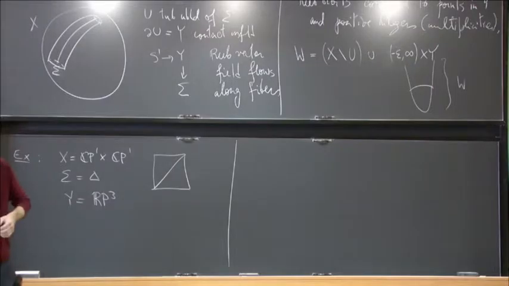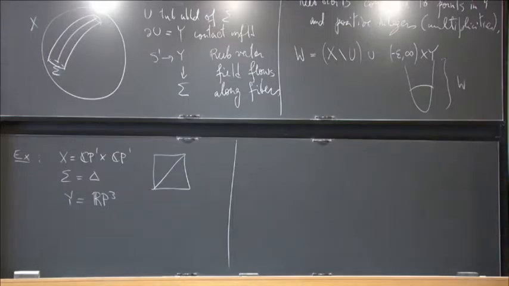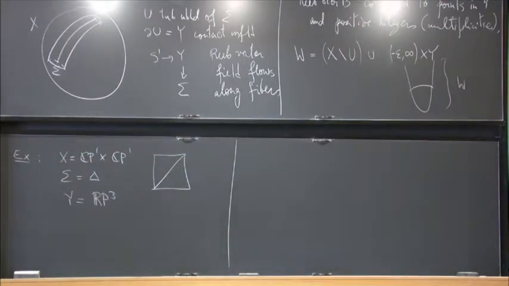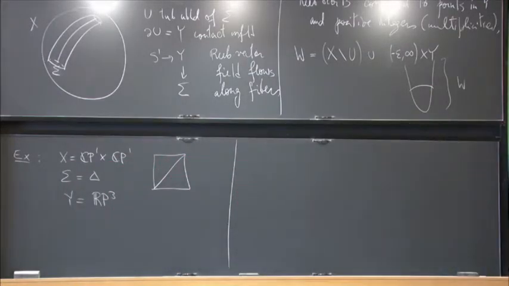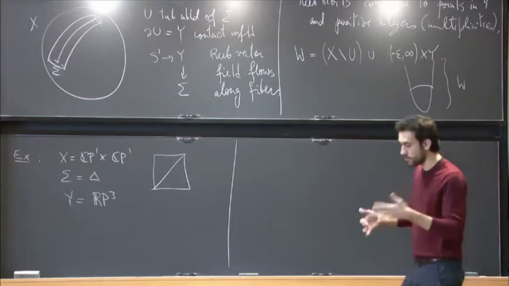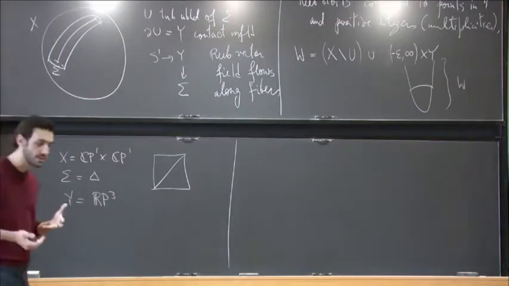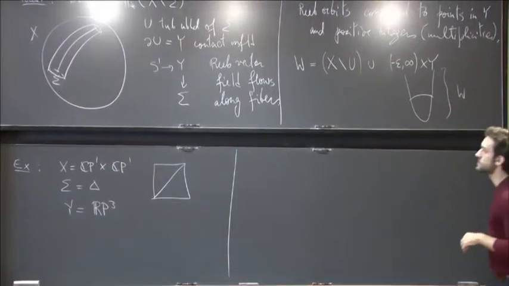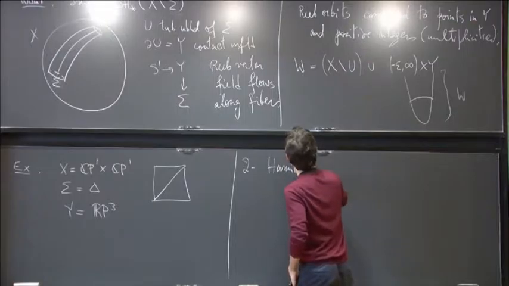So let me tell you now about the Hamiltonians that we need. Symplectic homology, as I was saying, is some analog of Hamiltonian Floer homology for these open manifolds. Hamiltonian Floer homology is motivated by Morse homology. For Morse homology, you need an auxiliary Morse function. For Floer homology, you need an auxiliary Hamiltonian. So let's talk a little bit about the Hamiltonians that we'll consider.